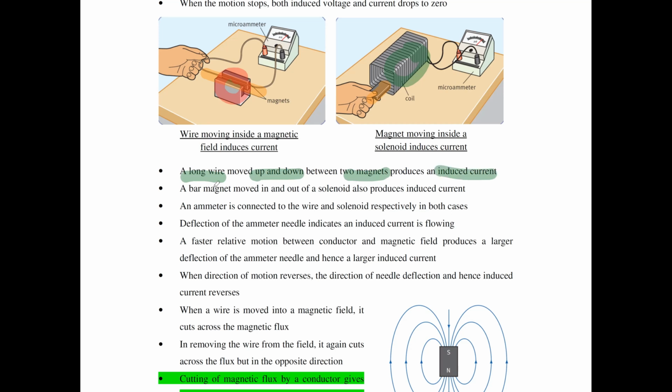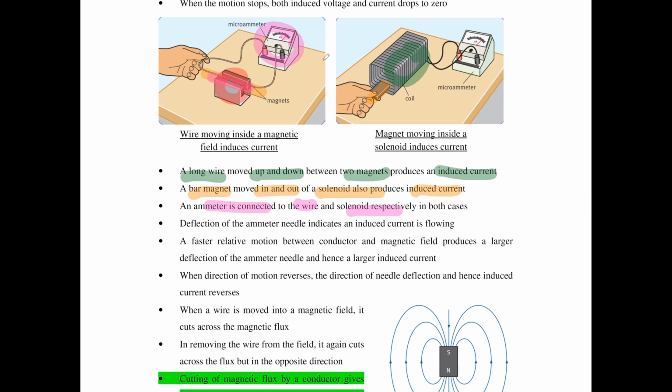And then after that, for the second case, a bar magnet moved in and out of the solenoid also produces an induced current. You can detect the induced current if you were to connect an ammeter to the wire and solenoid respectively in each case. So right now you notice that the wire here is actually connected to an ammeter, and the solenoid here is actually also connected to the ammeter.